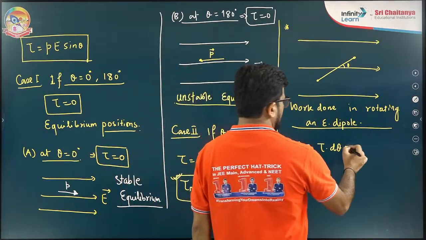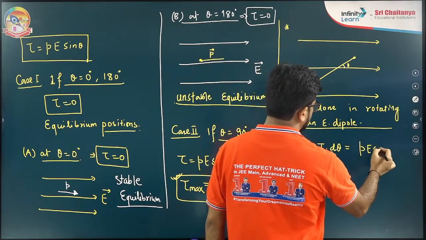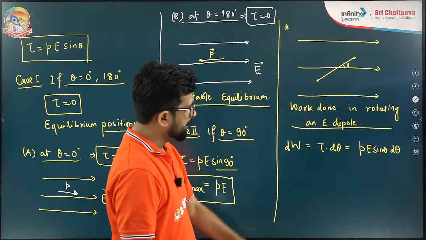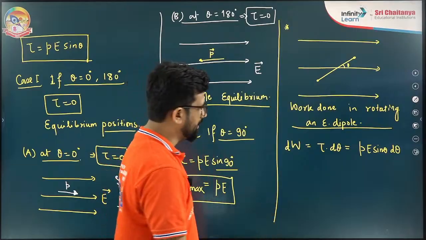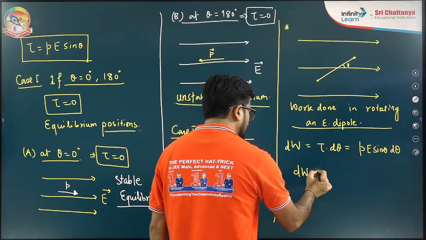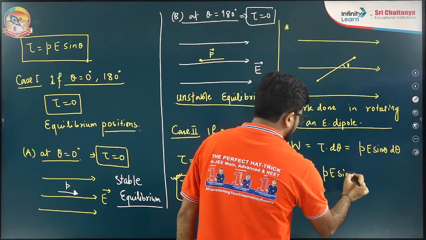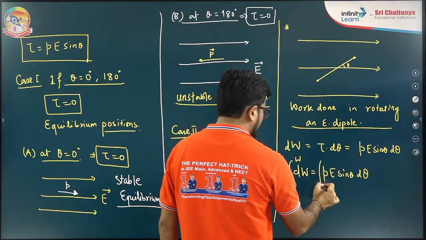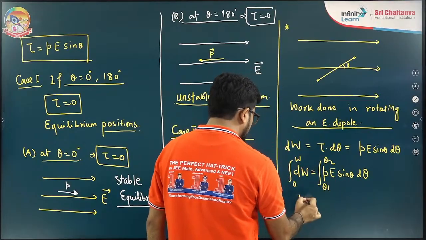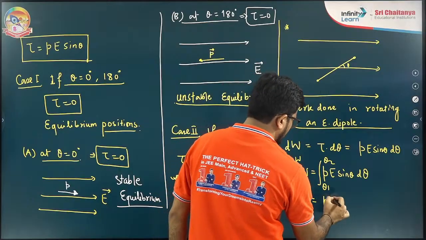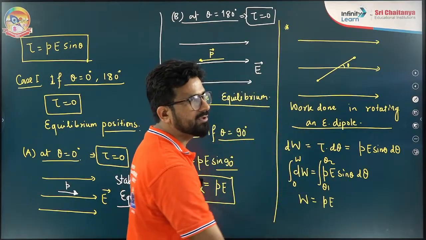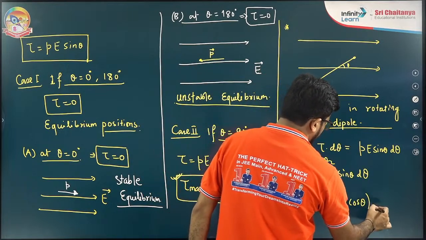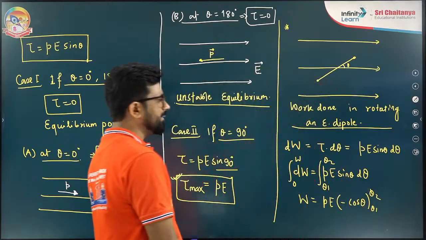Now tau is what, beta? pE sin theta. You are rotating by d theta. Already torque is pE sin theta, we have proved already. So dW is equal to pE sin theta d theta, integration. Suppose you are writing 0 to W, and this is theta 1 to theta 2. So the work done is equal to pE, integration of sin theta is nothing else but minus cos theta, from theta 1 to theta 2.